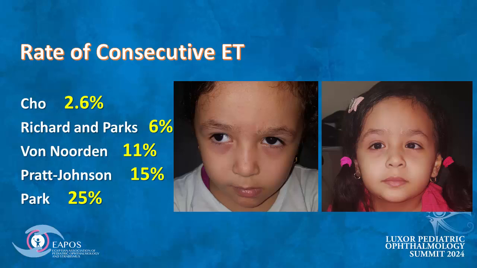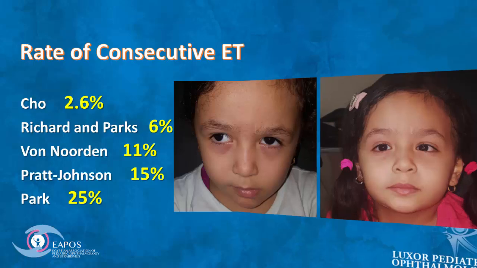The rate of consecutive exotropia differs largely among different authors. It starts from 2.6% of cases showing consecutive exotropia after surgery, as shown here. Then Park writes that 25% of cases have consecutive exotropia, which is a very, very high incidence.